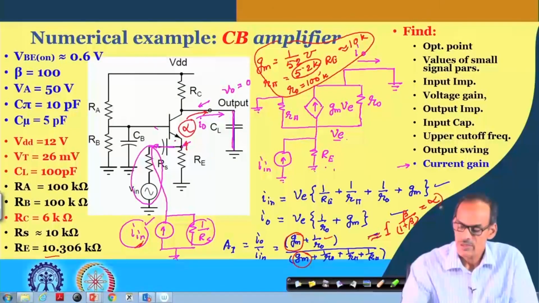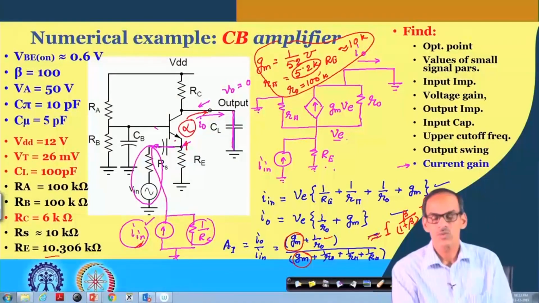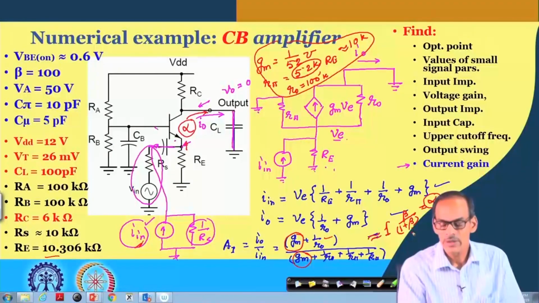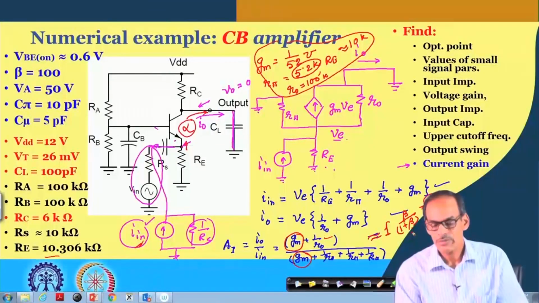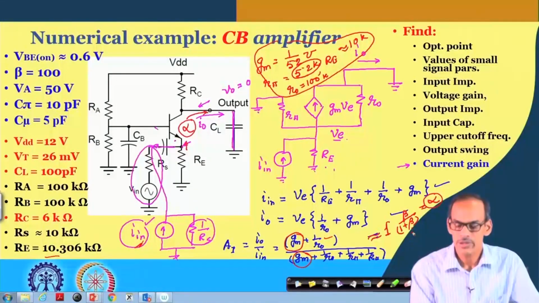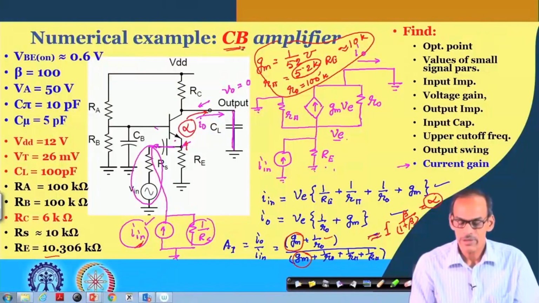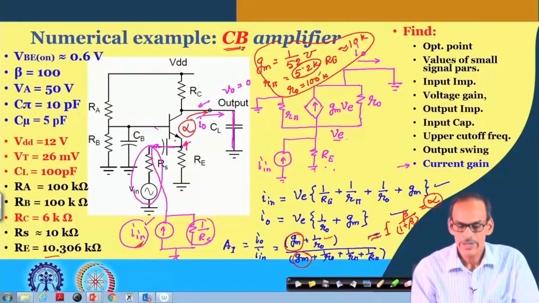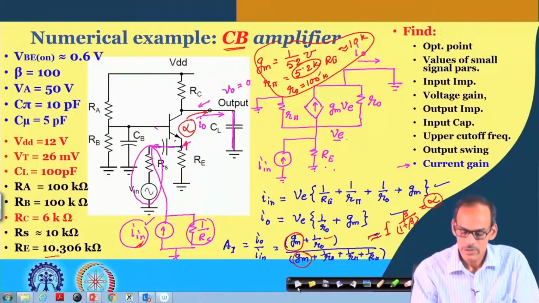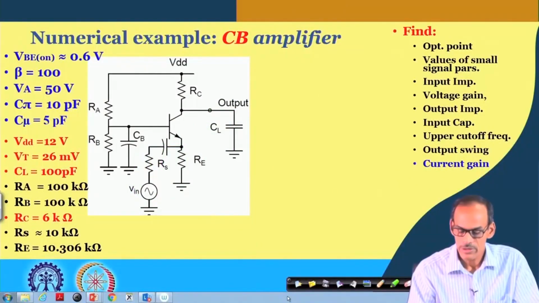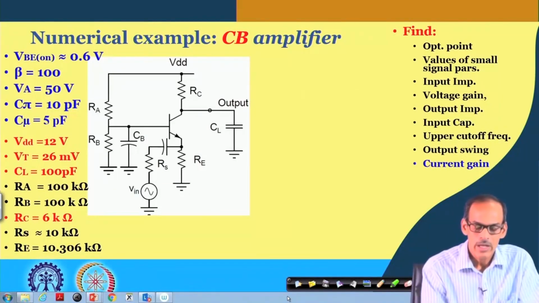So, obviously, this alpha is very close to 1 depending on the value of beta, though mathematically it is less than 1, but as I said it is very close to 1. So, that completes the analysis of the common base amplifier. Now, similar kind of analysis can be done for the common gate amplifier. In the next slide, we will be discussing that.